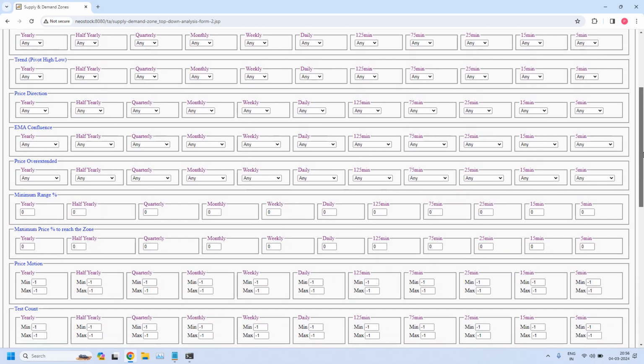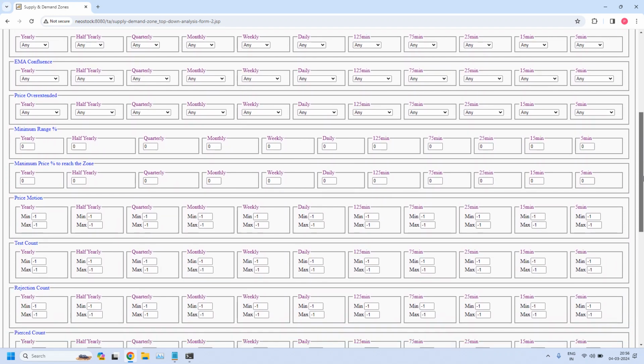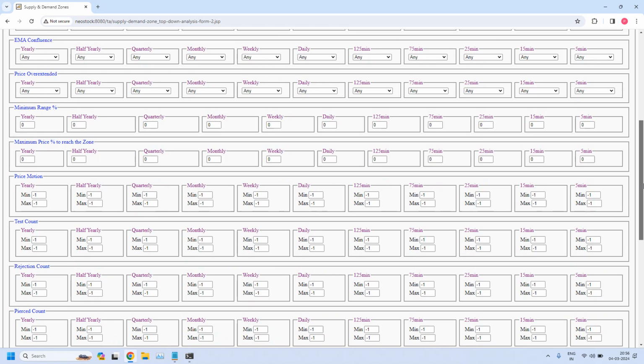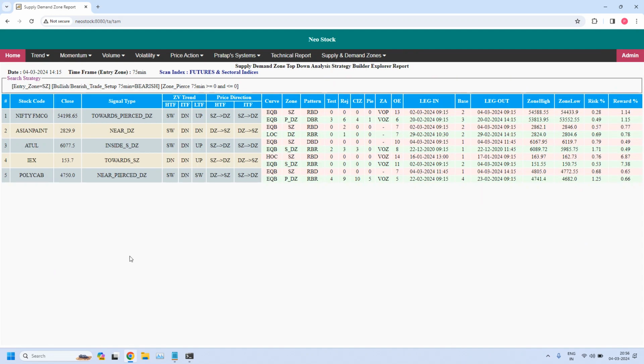We don't want pierced zones. So I am setting pierced count at 75 minutes as 0. That indicates the zones are not pierced. Let me filter. Now currently 5 stocks are filtered. From these 5 stocks, whichever has the best reward, you select them and you can plan your trades.